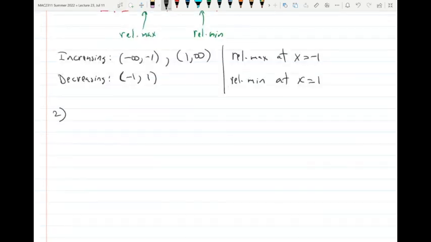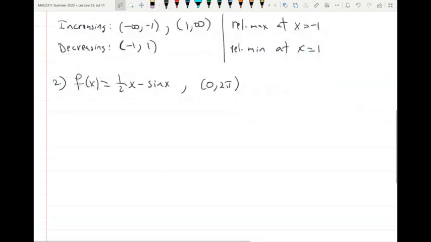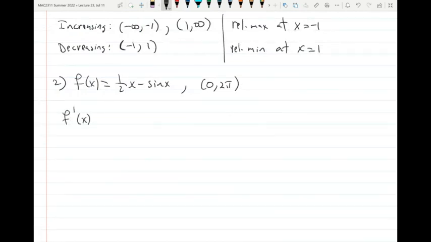All right, so let's do f of x equals 1/2 x minus sine x, and we're just interested from 0 to 2 pi. All right, derivative. What is it? What's the derivative? 1/2 minus cosine of x, right? So it's 1/2 minus cosine, and now we need to determine the sign of this function.